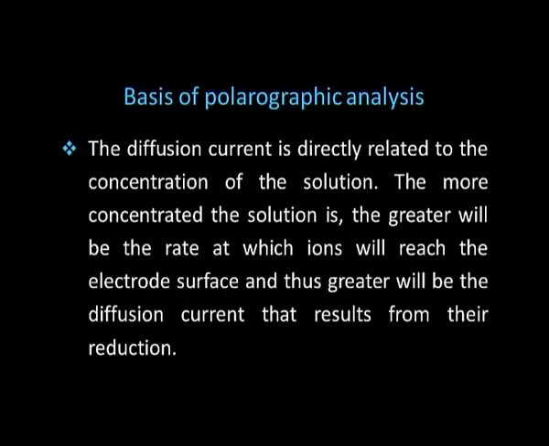If the half wave values are less than 100 millivolt apart, then the two waves merge and it is difficult to determine them simultaneously. Now, let us come to the basis of polarographic analysis. The diffusion current is directly related to the concentration of the solution. The more concentrated the solution is, the greater will be the rate at which ions reach the electrode surface, and thus greater will be the diffusion current that results from their reduction.